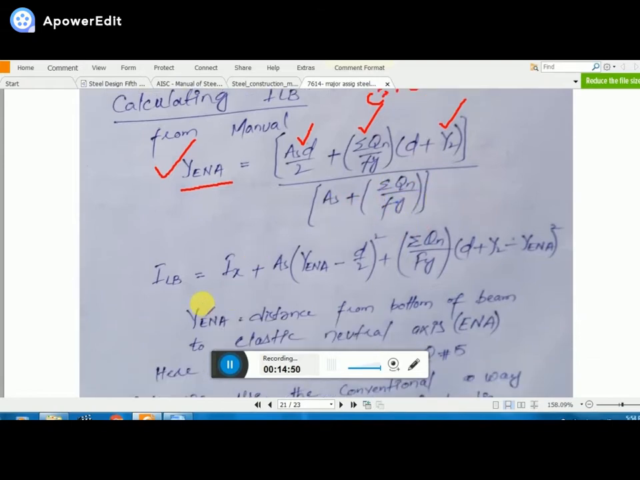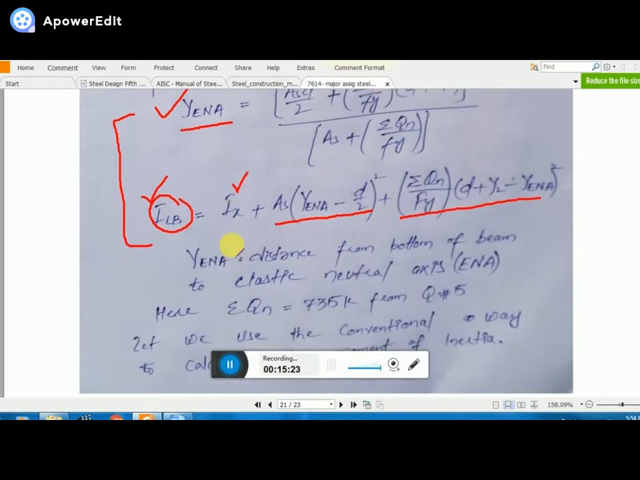Okay, and then you will calculate your ILB, and your ILB is nothing but the moment of inertia of the section about its own centroidal axis plus the area times this distance. Okay, and similarly the rest of the part. So once you got your location, you have to use this YENA here. So this is a direct approach. Basically the manual uses these two equations.